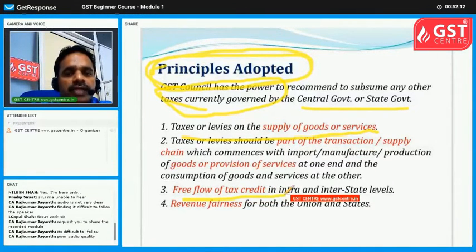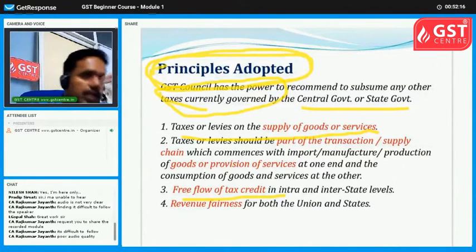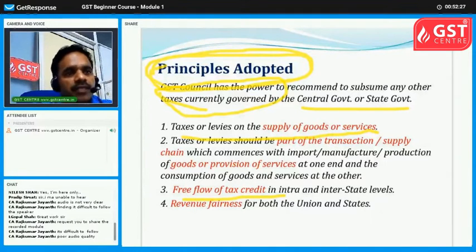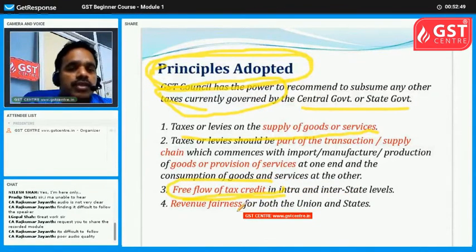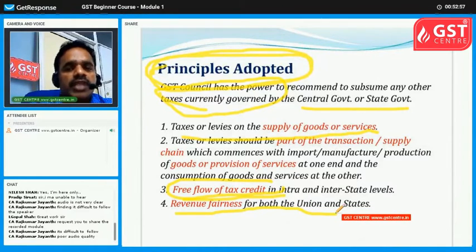Then there should be free flow of tax credit at intra-state or interstate levels. That is also ensured, because if the manufacturer is in one state, the wholesale distributor in another state, and retail distributors in many states, then in the present scenario they cannot take credit of excise duty or CST. So a lot of issues are there, and the cascading effect is tax on tax. All this is removed, and free flow of tax credit is ensured, so that we can set off the input tax credit available against tax liability, and revenue fairness for both governments is also ensured. So all these principles were considered to adopt GST.